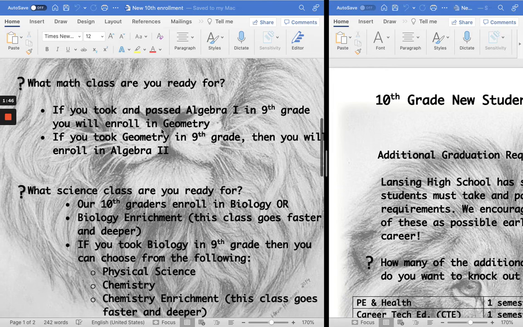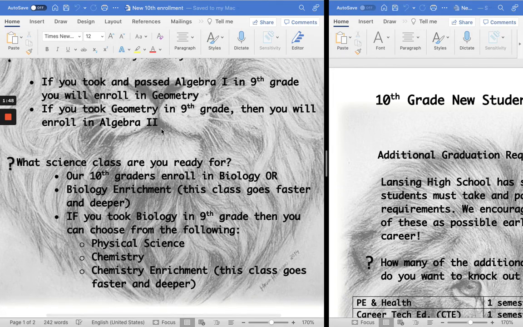Next, what math class are you ready for? If, as a 9th grader, you took and passed Algebra 1 in 9th grade, then you will enroll in geometry. If you took geometry in 9th grade, then you will need to enroll in Algebra 2. If you took any other math class, then you will need to reach out to me by email and let me know that you need a different math selection. That's not a problem. We do have some students who are advanced and are further down the road than Algebra 2.